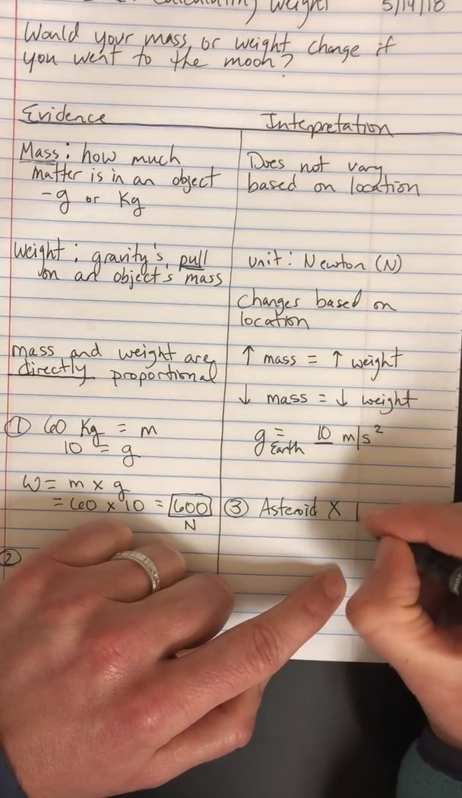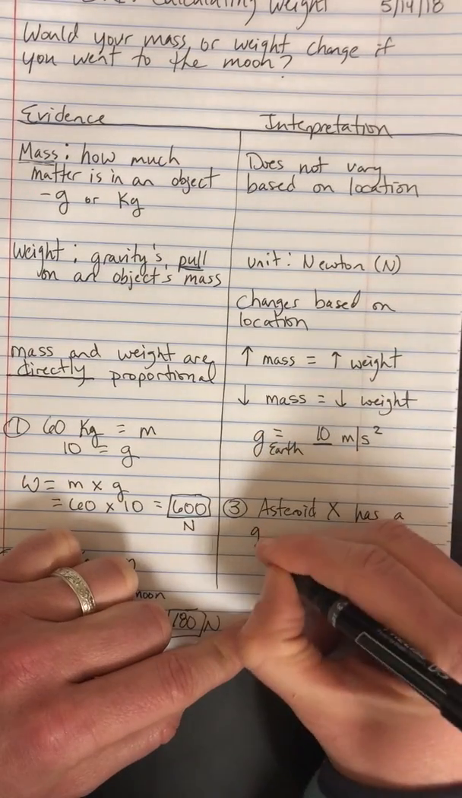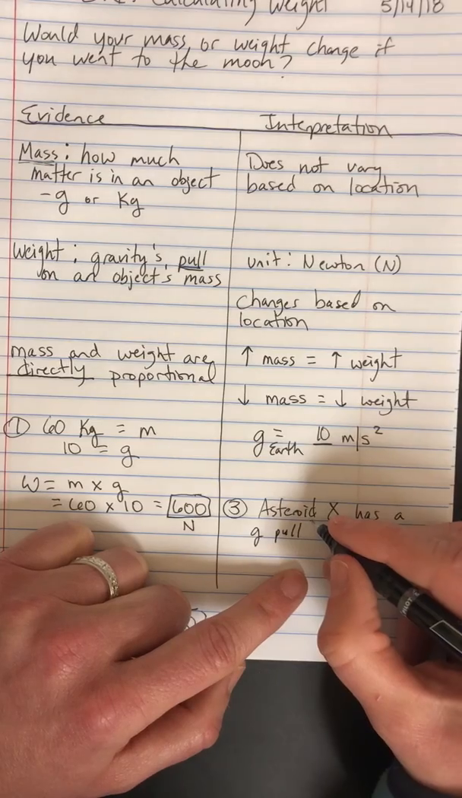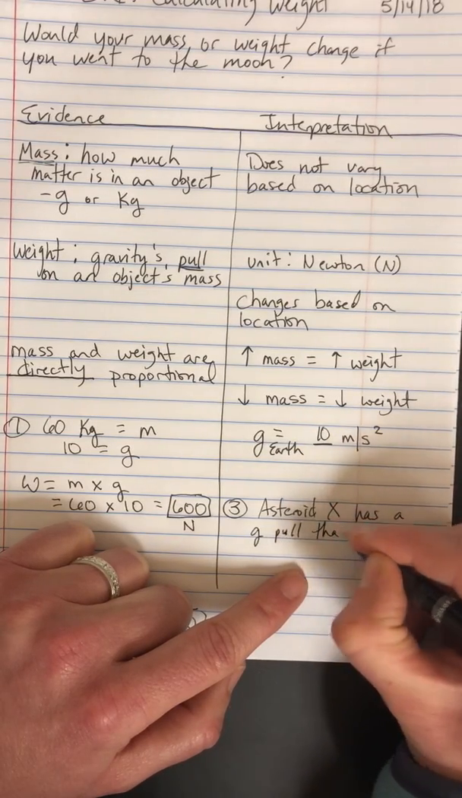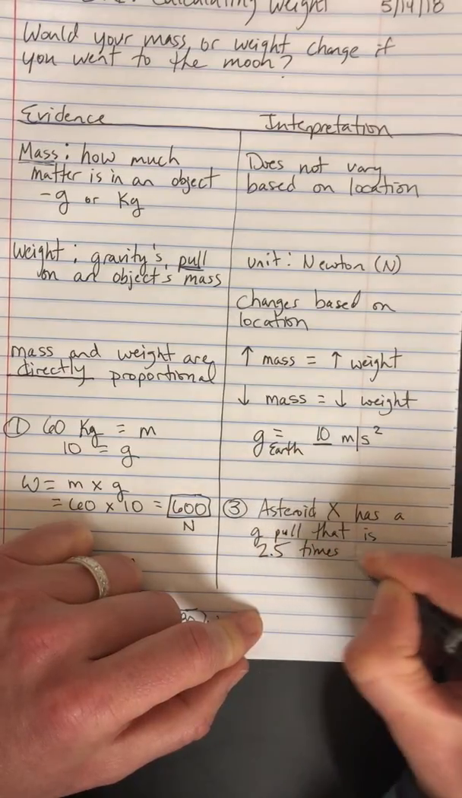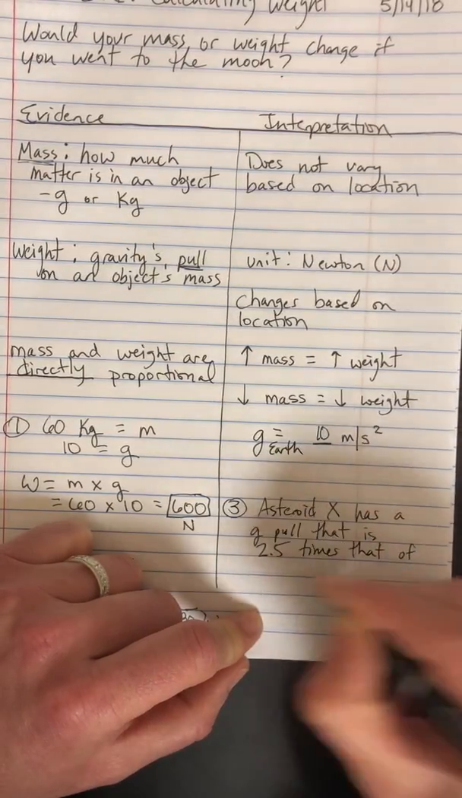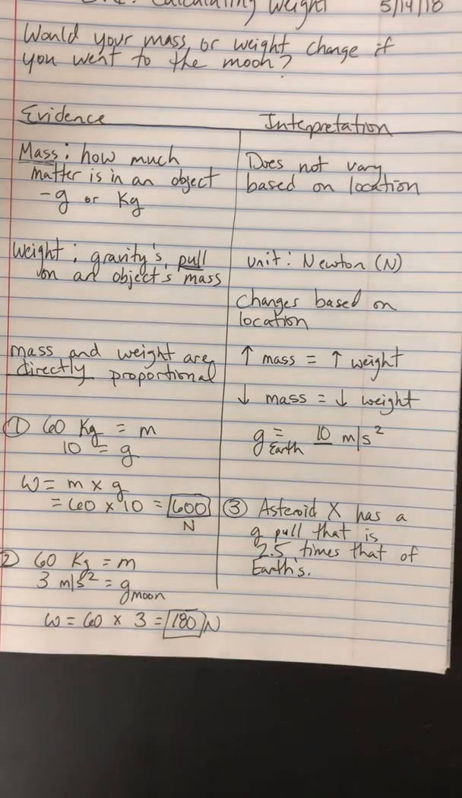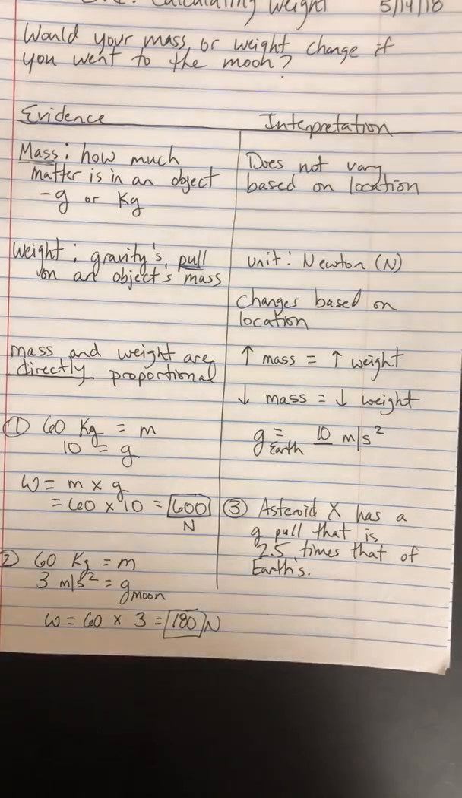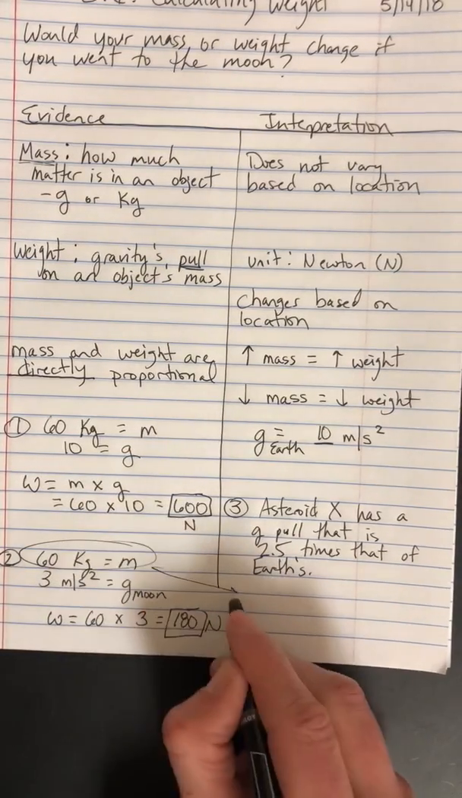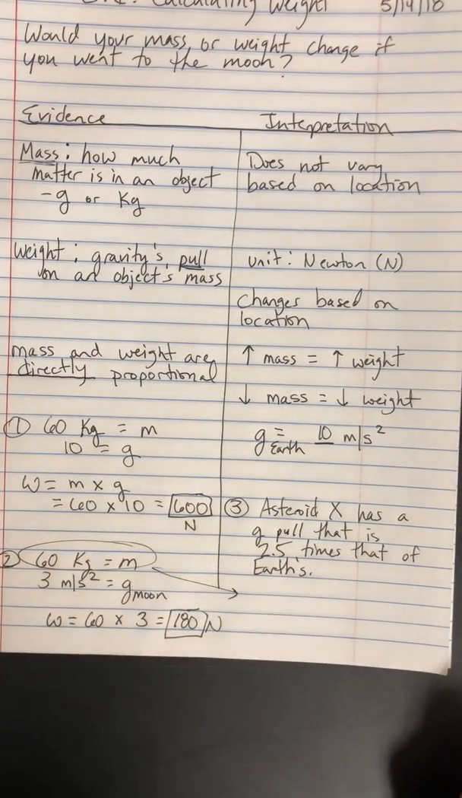And asteroid X has a gravitational pull, P-U-L-L, that is 2.5 times that of Earth's. Okay, it's 2.5 times that of Earth. That tells us that that's one big asteroid. Okay, it has to be bigger than the Earth to pull harder. But for whatever reason, we're going to ship poor Lily off again. So she gets back from the moon, she's going to asteroid X.